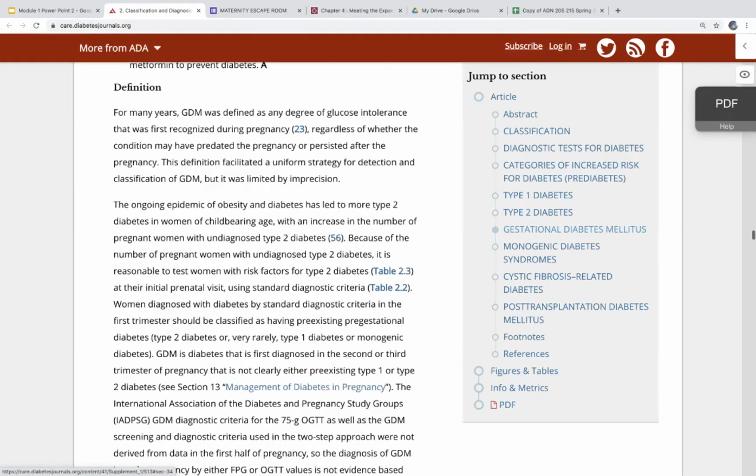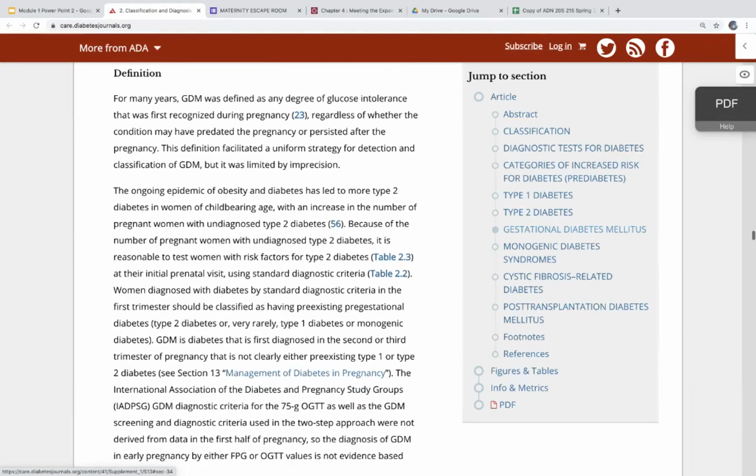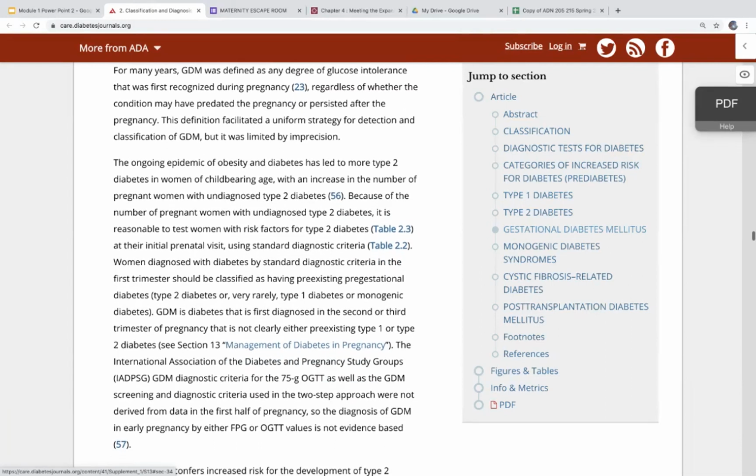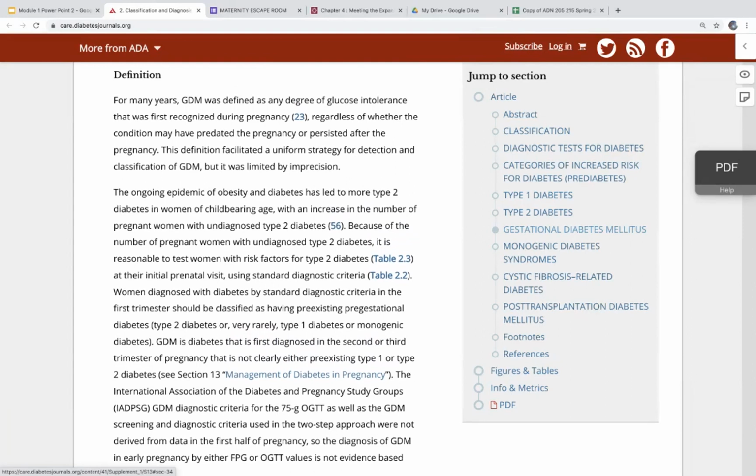Then it goes on to talk about the definition of diabetes, gestational diabetes. And the definition basically is any degree of glucose intolerance first recognized during pregnancy, regardless of whether the woman had this condition previously.